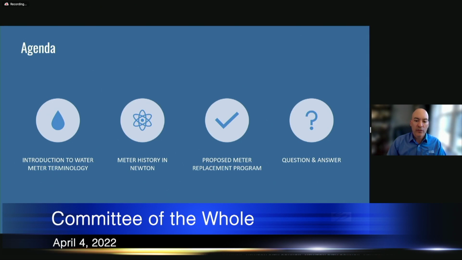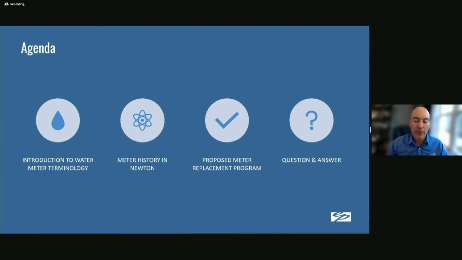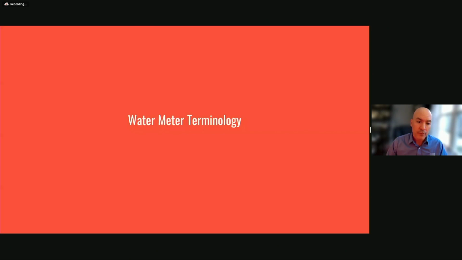The agenda page here shows a little bit of what we're going to be covering, from the introduction to some water meter terminology that's commonly used and will be used throughout the presentation. A little bit about the meter history in the city, what the proposed meter replacement program will look like, and ultimately cost. And then at the end, as Commissioner indicated, having a question and answer period. So first we'll cover water meter terminology.